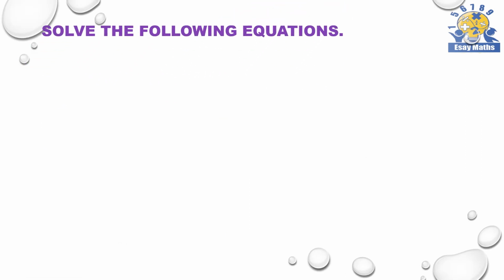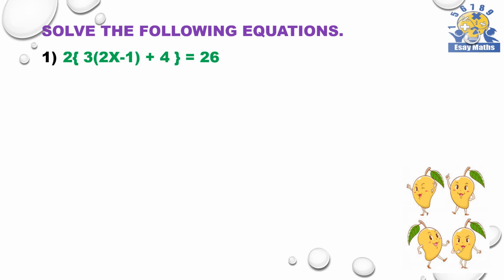Solve the following equations. I have given here the first equation. At first you should search the left hand side. Here it's twice of something. Then it equals 26. So it's so simple. In left hand it's 2, in right hand it's 26. 26 is divisible by 2. So we can divide both sides by 2.